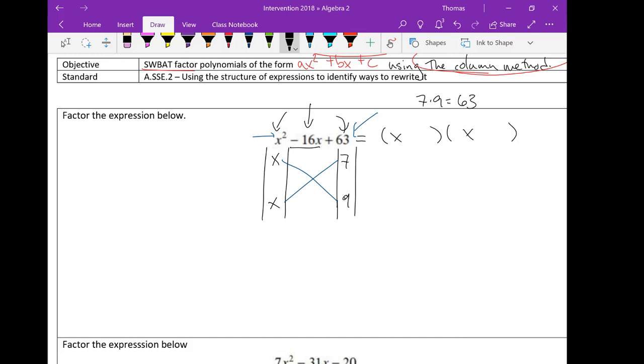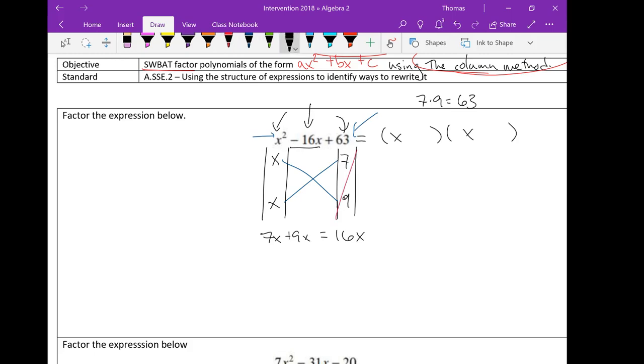So let's try that. 7 times x is 7x. 9 times x is 9x. And if we add those up, 9 plus 7, we get 16x. So it looks like we were pretty close here, except our sign is wrong, right? We got a positive 16. We needed to get a negative 16. So if I did this the other way, I need a different two factors that multiply to make positive 63 and would add to make negative 16x. So I need some negatives in here, so I need to use my negative factors.